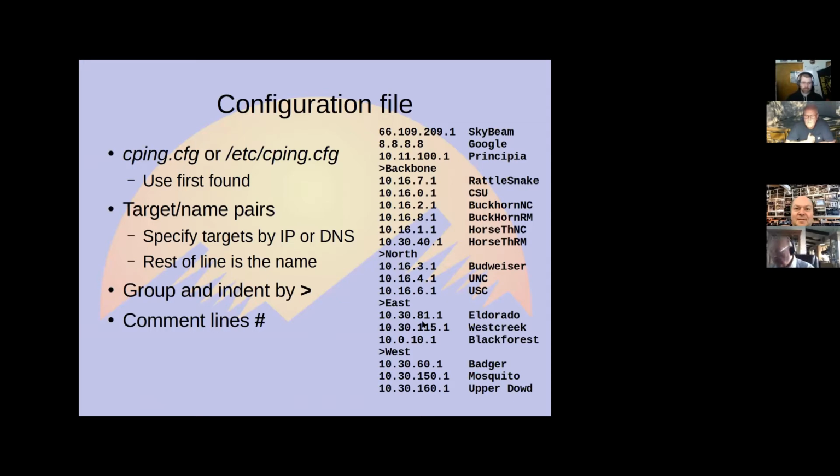This particular file is called cping.cfg. And what it will do is look for one in your home directory first. If it finds one there, it will use it. Otherwise, it will go to /etc/cping to find one if you want to set it up system-wide.